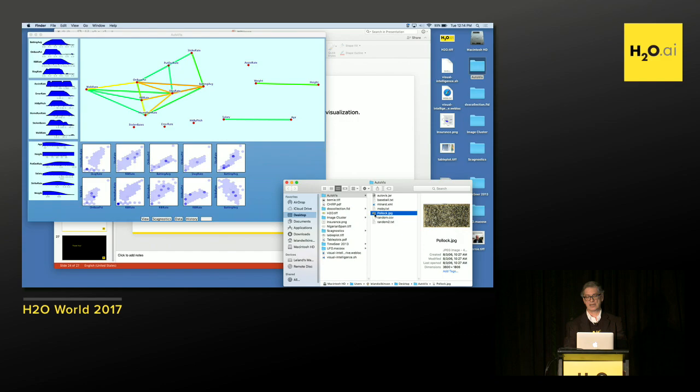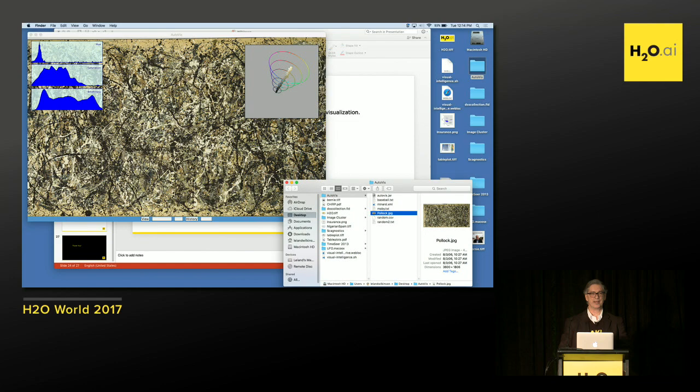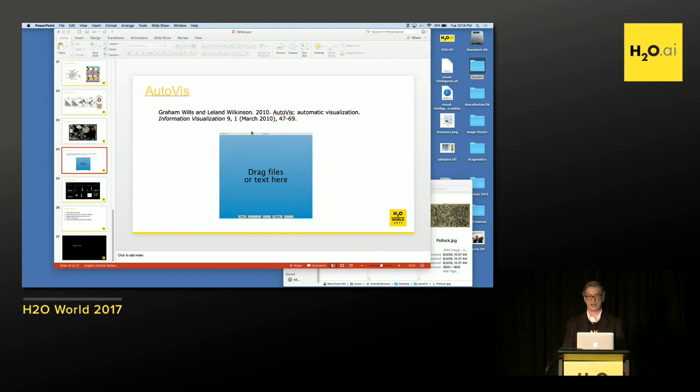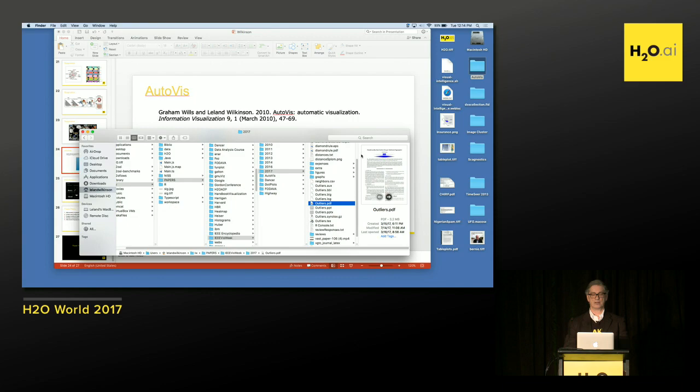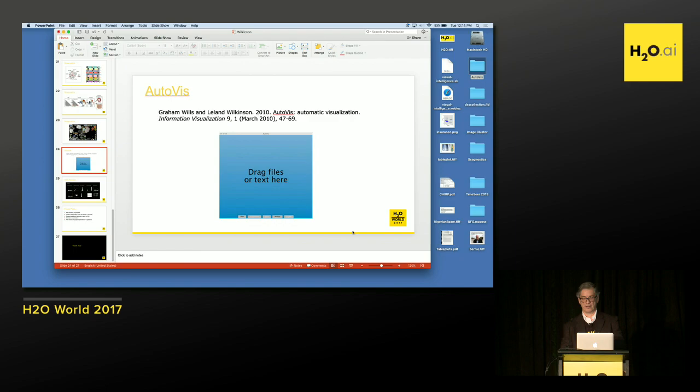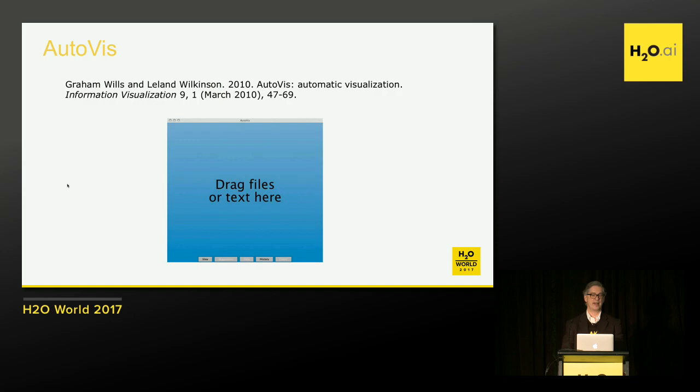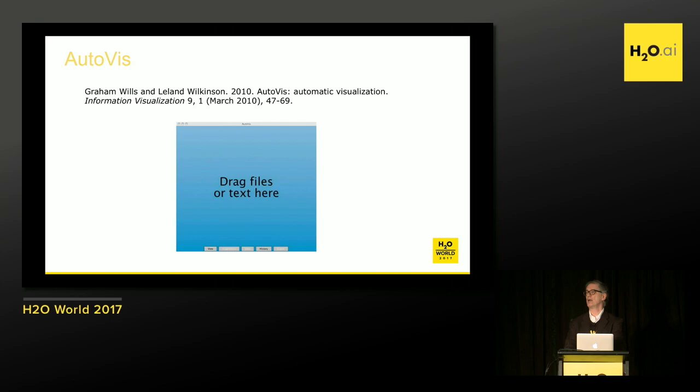How about just dragging in a painting by Jackson Pollock? It knows it's a JPEG and contains hue, saturation, and brightness channels, and it figures out we'll do a 3D plot, and you see the small, tight range that Pollock used in the painting. You can drag almost anything into this program, including your hard drive, and it will know what to do with it, which led us to think about how this would work in a machine learning context. That was the first incarnation of these ideas in an automatic visualization program.